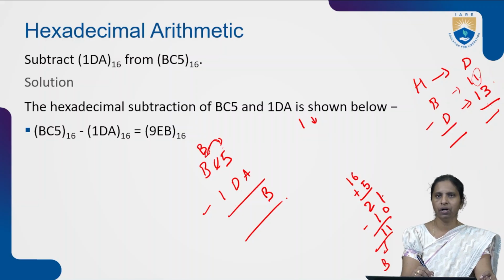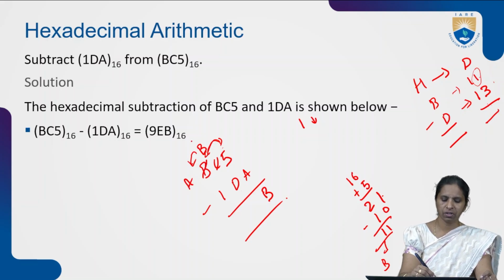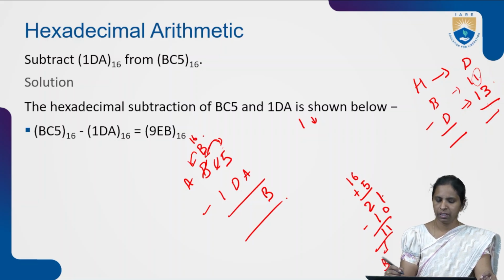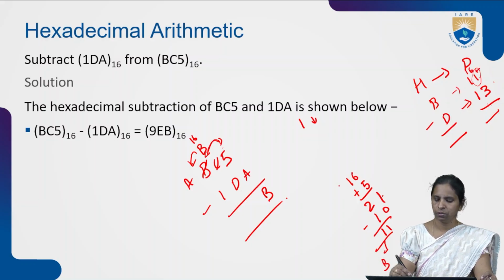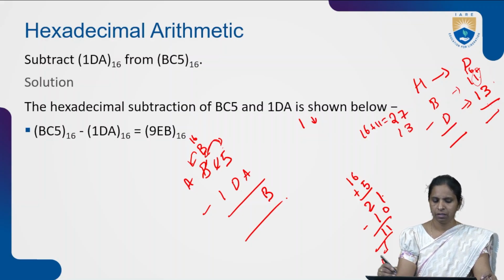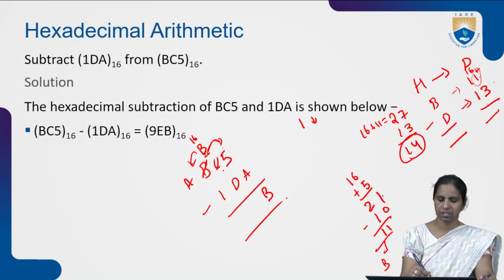You have to get the borrow from the previous digit. So, what is the previous digit here? B is the previous digit. Then what is the previous of this one? A. And how much you have to add here? 16 you have to add here. Therefore, then what you are going to get here? 16 plus 11, which is equals to 27. So, 27 minus 13. Then what you are going to get here? 14. What is 14 in the hexadecimal number system? E.